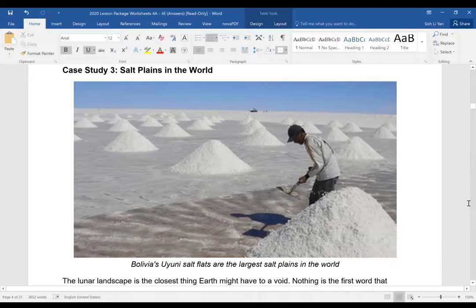Hello class, let's continue. There's another, third separation technique that we'll be learning, which is called the evaporation technique. In this technique, you can see this example. This is how we actually obtain salt from the sea. This white color, right? All these are really salt particles.